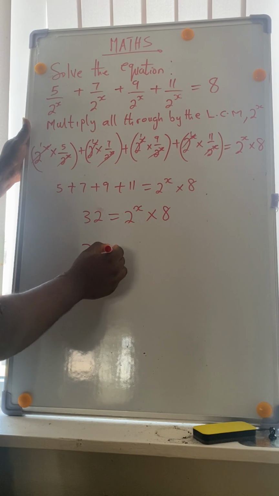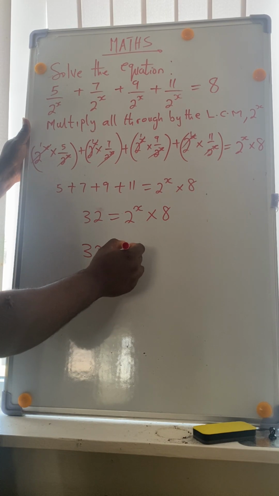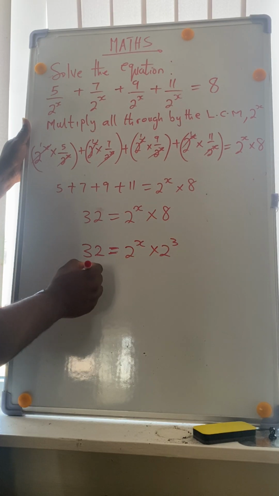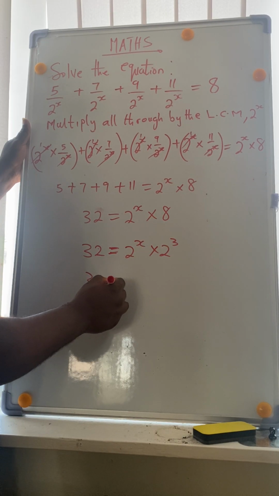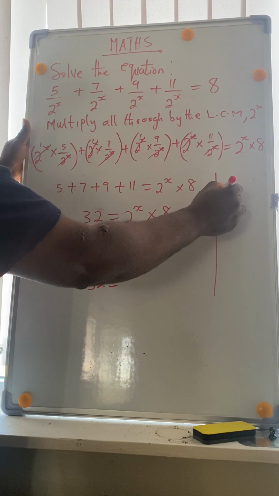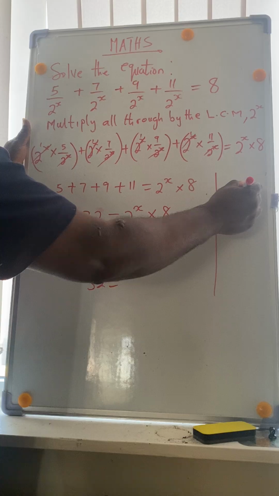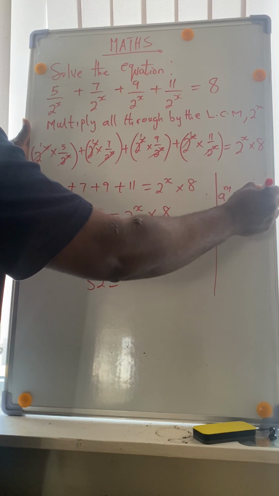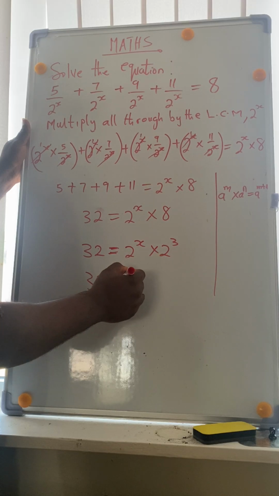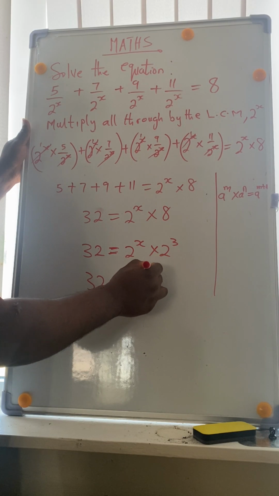Taking from here, 32 equals 2 raised to the power of x multiplied by 2 raised to the power of 3. And taking your new expression, since the bases are equal, according to what I told you the other time, a raised to the power m multiplied by a raised to the power n gives a raised to the power m plus n. And from here, your new expression is 2 raised to the power of x plus 3.